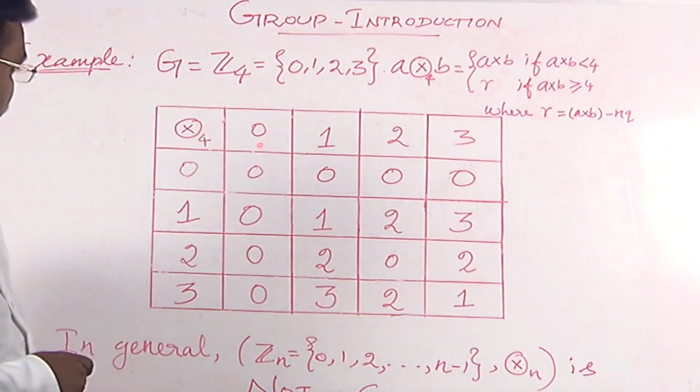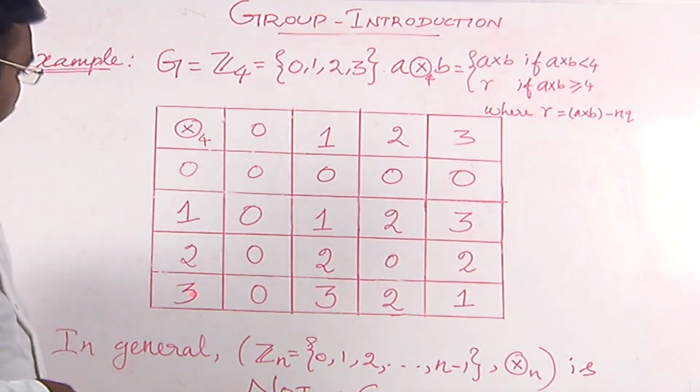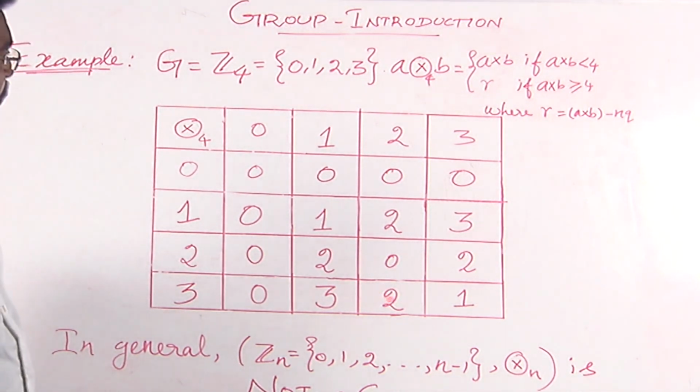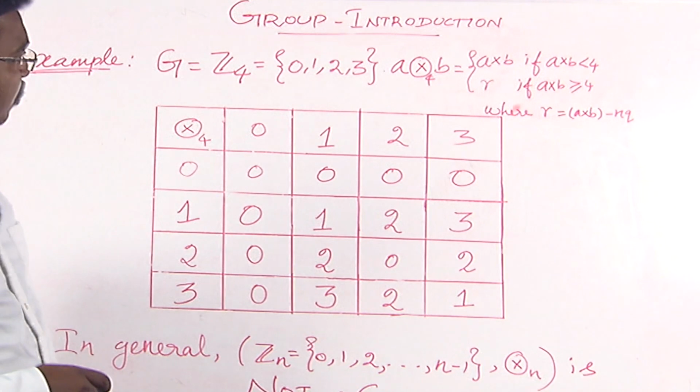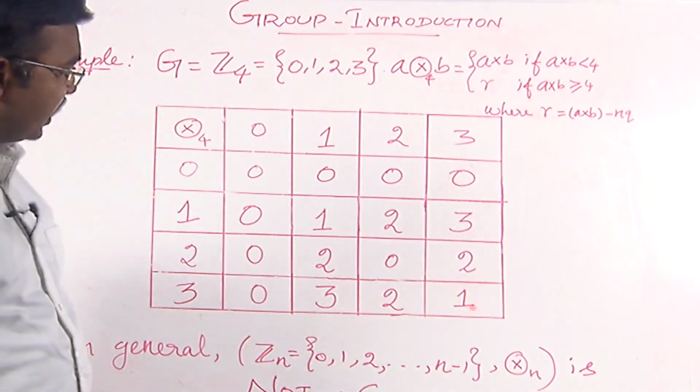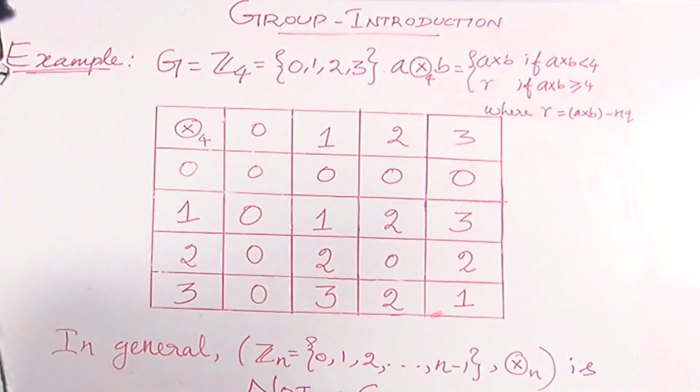Again similarly for 3: 0 into 3 is 0, 1 into 3 is 3, 2 into 3 is 6, therefore modulo 4 the answer is 2. 3 into 3 is 9, modulo 4, so that means we have to divide 9 by 4, and we get the remainder 1. Therefore, this is the Cayley table.